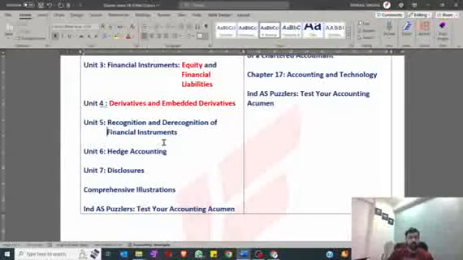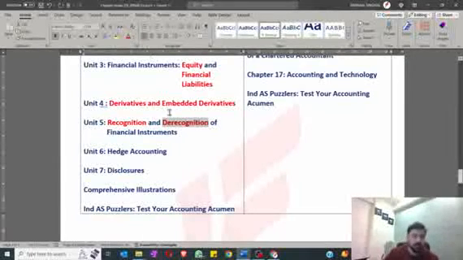Next unit is about recognition and derecognition of financial instrument. Recognition is what? When we bring something in our books, it is called recognition, and when we dispose it off from our books, it is called derecognition. Say furniture debit to bank is recognition of furniture into business, and then bank account debit to furniture is derecognition of furniture from business. Elimination is derecognition.